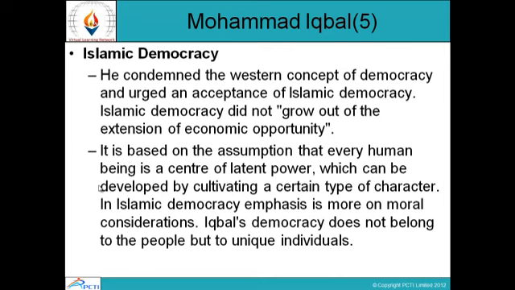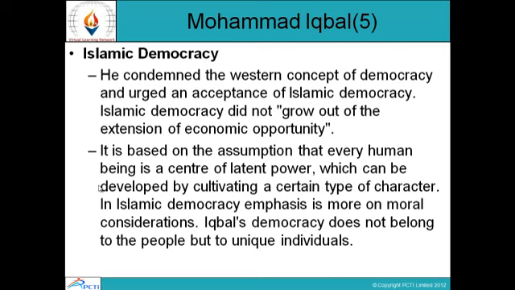It is based on the assumption that every human being is a center of latent power, which can be developed by cultivating a certain type of character. In Islamic democracy, emphasis is more on moral considerations. Iqbal's democracy does not belong to the people but to unique individuals. So Iqbal's democracy focused on unique individuals, and its emphasis was on moral considerations and not on economic considerations.